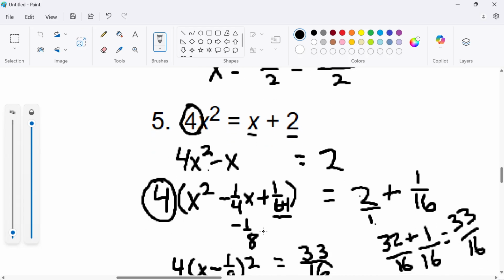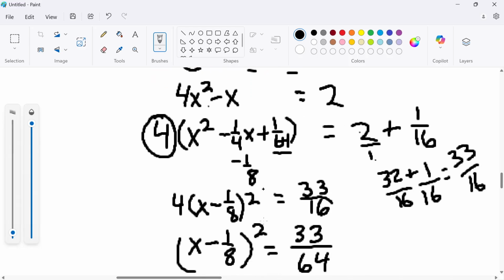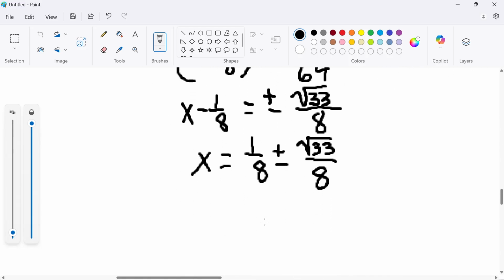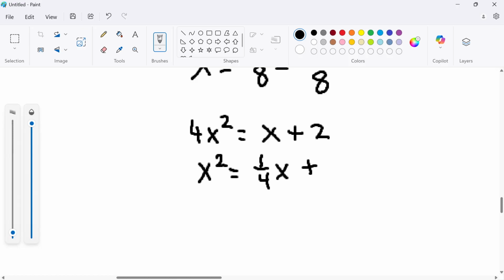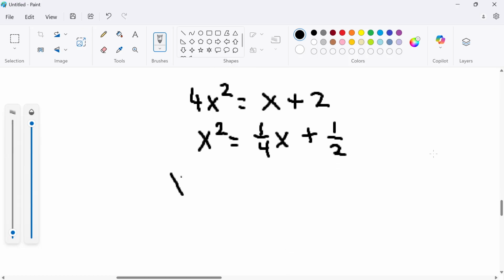I guess eventually I would have to, let me try this, because eventually I'd have to divide it. 4x squared equals x plus 2. I have to deal with it anyway, so I might as well. Let me divide by 4 right away. X squared equals 1/4 x plus 2 over 4 is 1/2. Let me try this. The answer is going to come out the same. X squared minus 1/4 x equals 1/2.